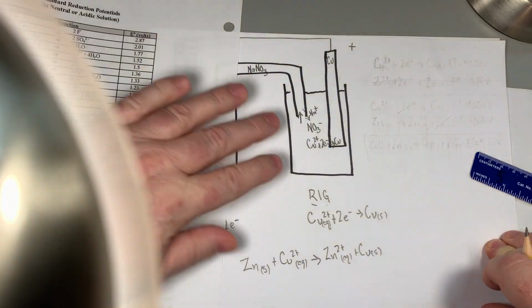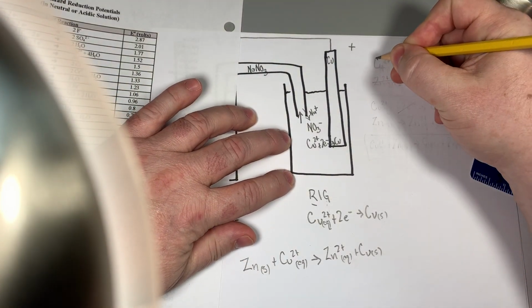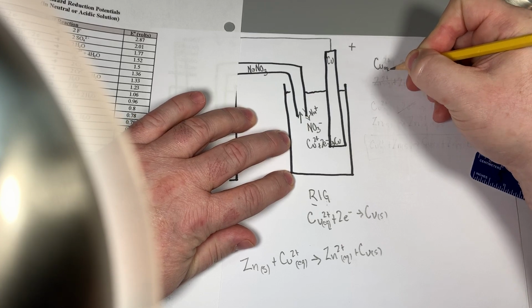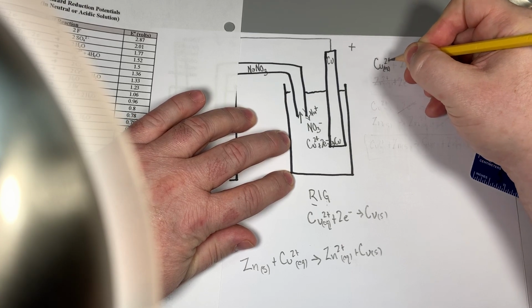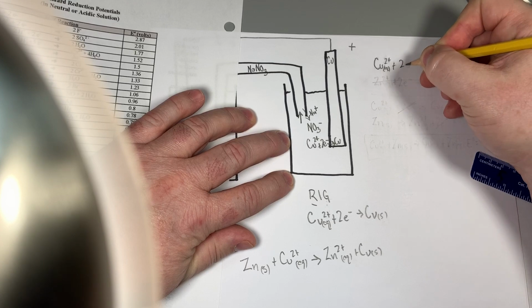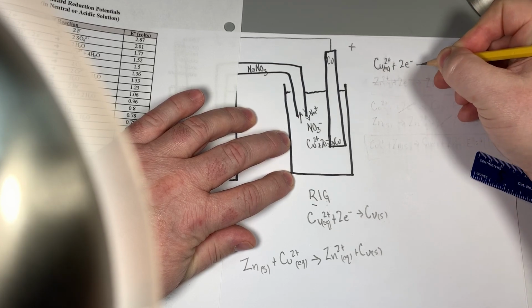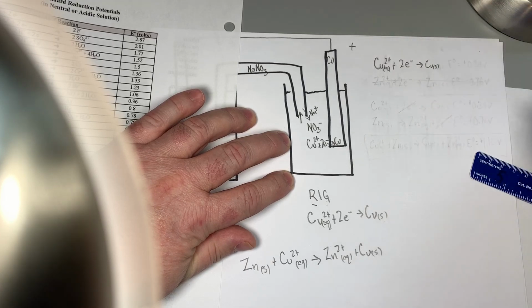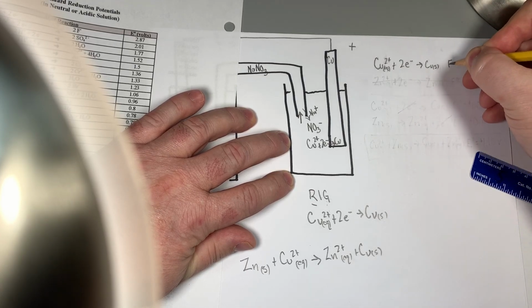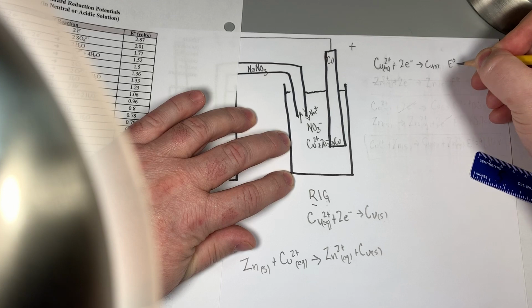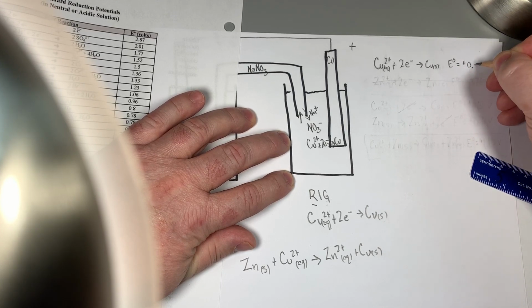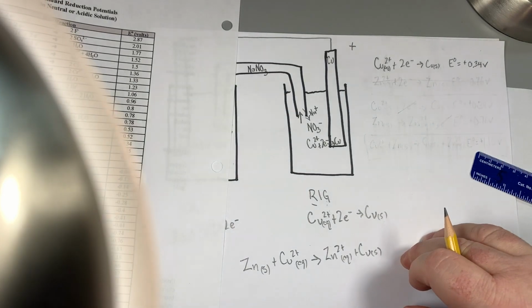So I'm going to write that reduction half reaction here. Cu2+ plus 2 electrons makes copper solid, the element. E naught, the standard potential for that, is positive 0.34 volts. Now we need to find zinc.